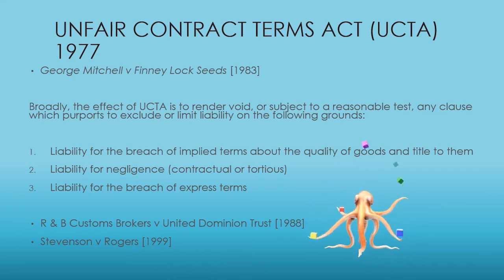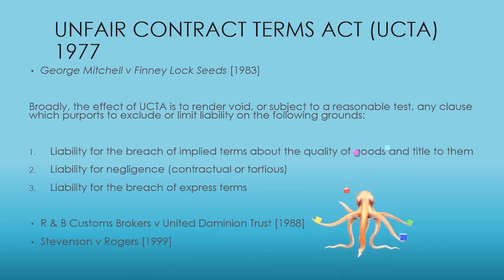Section 12 of UCTA defines dealing as a consumer. This is seen as a relationship where one party deals in the course of business and the other does not. Although in most cases it will be obvious that someone is a consumer, in some cases the meaning of consumer needs to be explored. See for instance the cases R&B Customs Brokers v. United Dominion Trust from 1988, Stevenson v. Rogers from 1999. Liability for negligence arises where there is a breach of a term to take reasonable care.